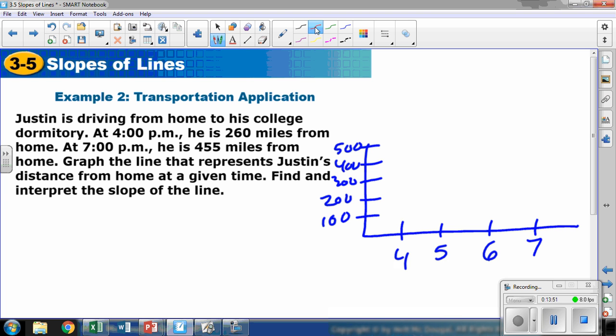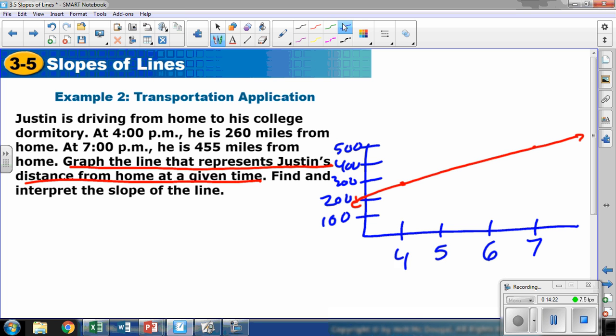Just plot them now. At 4 p.m., it's 260 miles. At 7 p.m., it's 455 miles. And once we've plotted our 2 points, let's connect them. There. We've created the graph. So graph the line. Done.